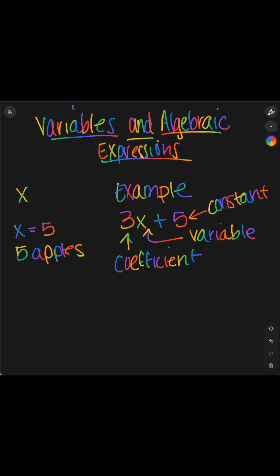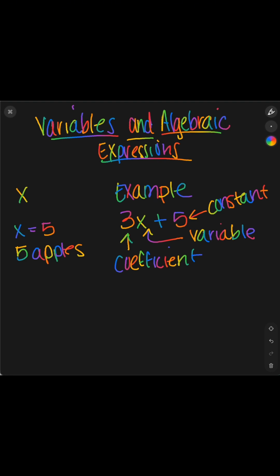3x means 3 times x. We don't write the multiplication. It's assumed that that is multiplication. Variable, we know what a variable is, it represents some unknown number. And constant. The constant is the number that does not have a variable. It stays constant. If we add 5, then we just add 5. It's adding 5 every time.